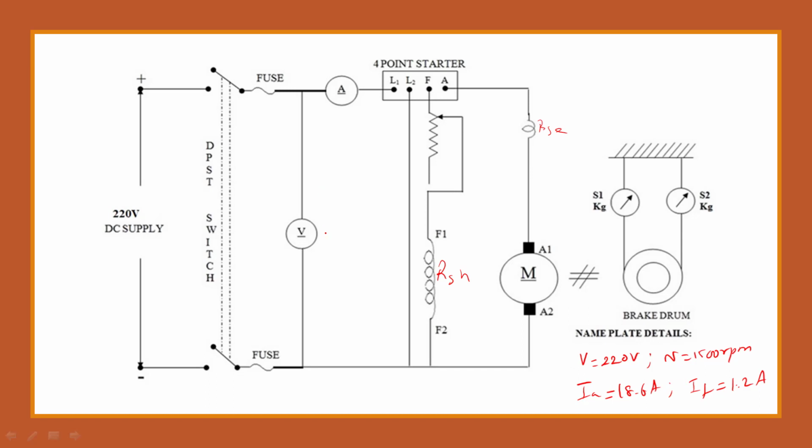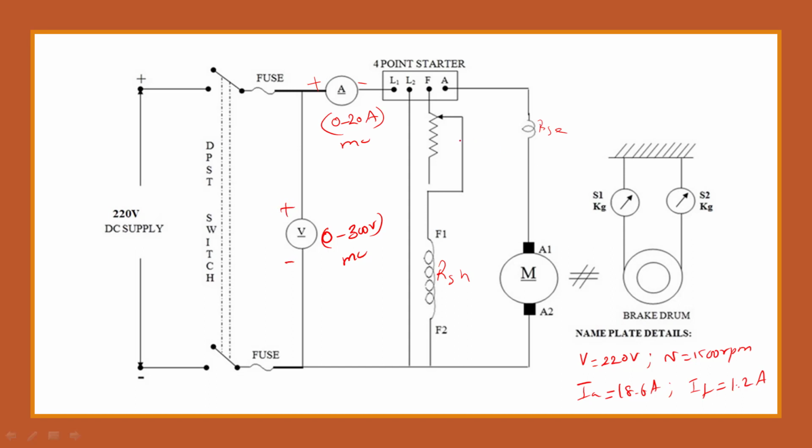If these are the nameplate details of the machine, then we have to choose a voltmeter of more than 220 volts. So I am taking 0 to 300 volt MC. MC is nothing but moving coil. For the ammeter, the rated current is 18.6, so I am going for 0 to 20 amps MC. It is polarity sensitive, so we have to carefully note the polarity.